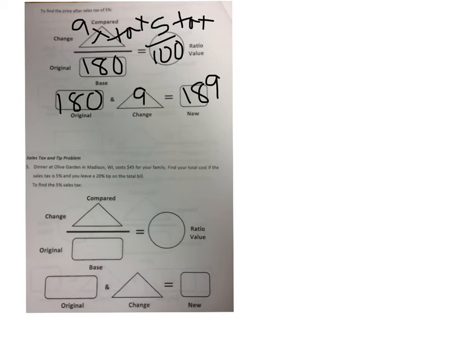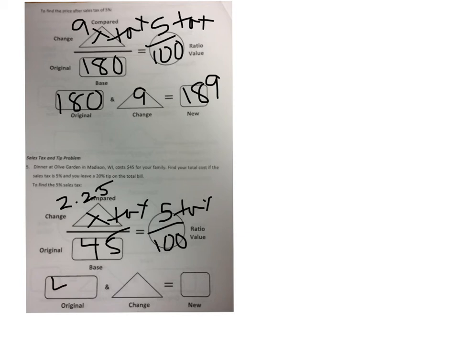So the 5% tax is 5 over 100, and we're going to label it tax. So over here is the tax amount. We don't know the tax amount, but we do know the bill is $45, so that goes on the bottom. We have our three numbers, so go ahead and take 45 times 5, divide by 100, and you get $2.25. That's your tax.